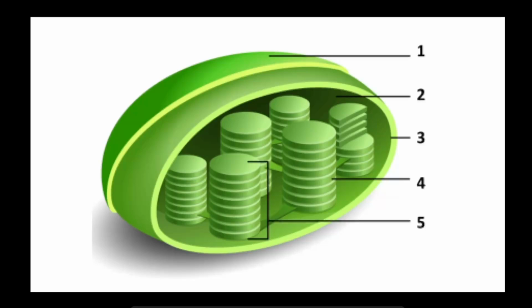So the chloroplast does have, which is really interesting, a double membrane, so 2 phospholipid bilayers next to each other.